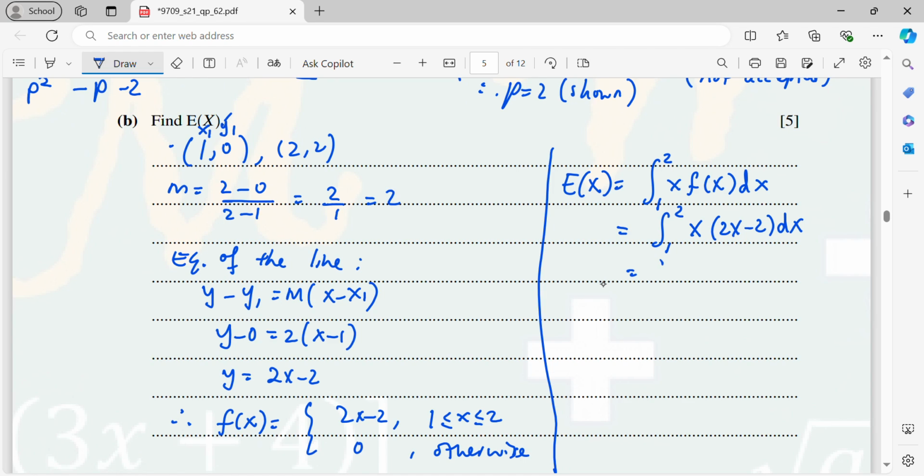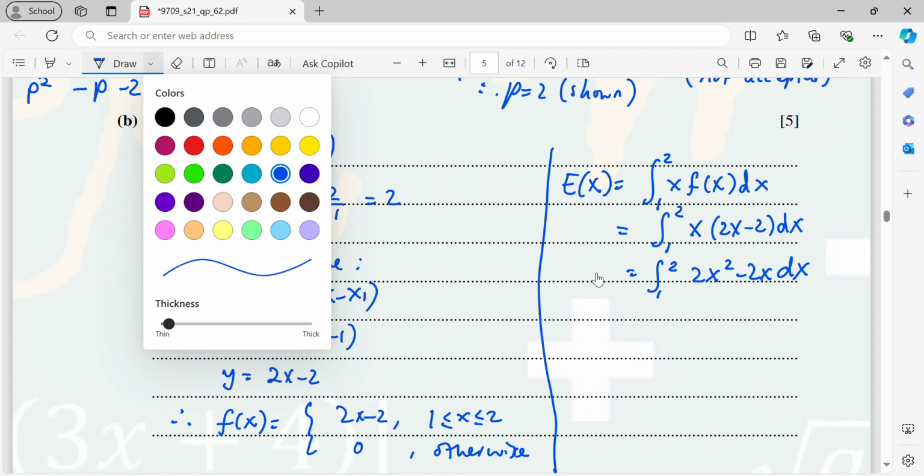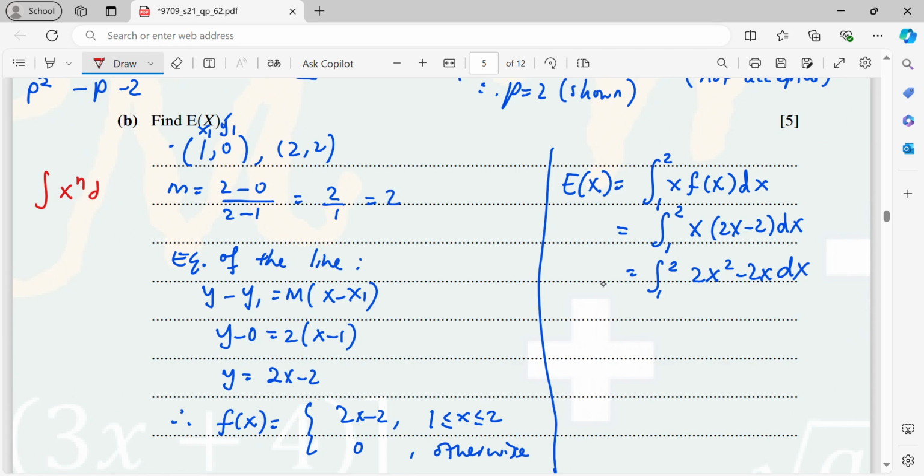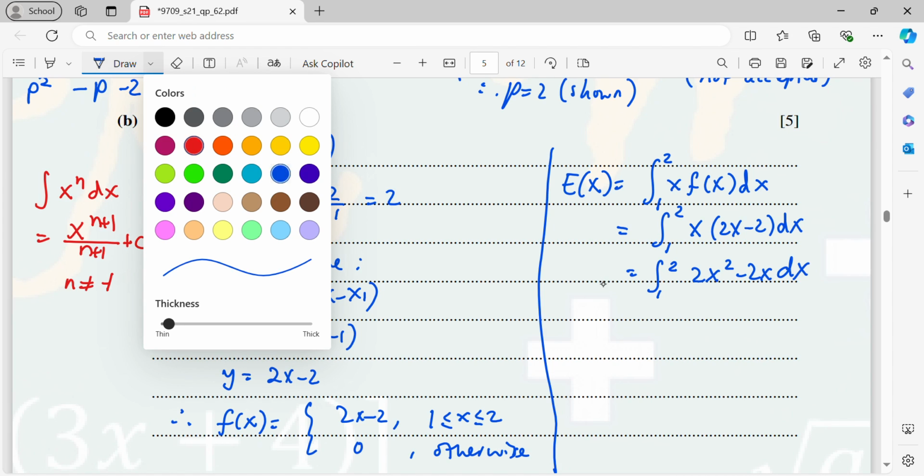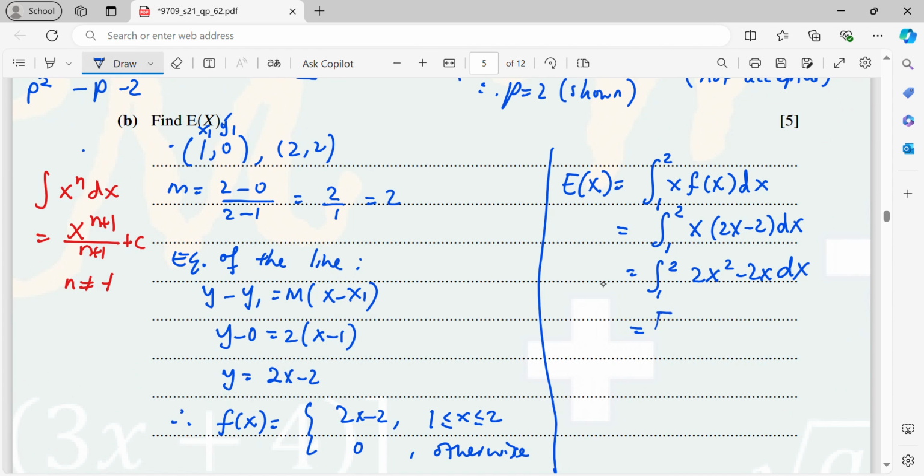Okay, so this is going to be the integral from 1 to 2 of 2x squared minus 2x. Now for integration, the integral of x to the power n dx is x to the power n plus 1 over n plus 1, plus c, provided n is not minus 1. Alright, so now this becomes 2x cubed over 3 minus 2x squared over 2, with limits 1 to 2.